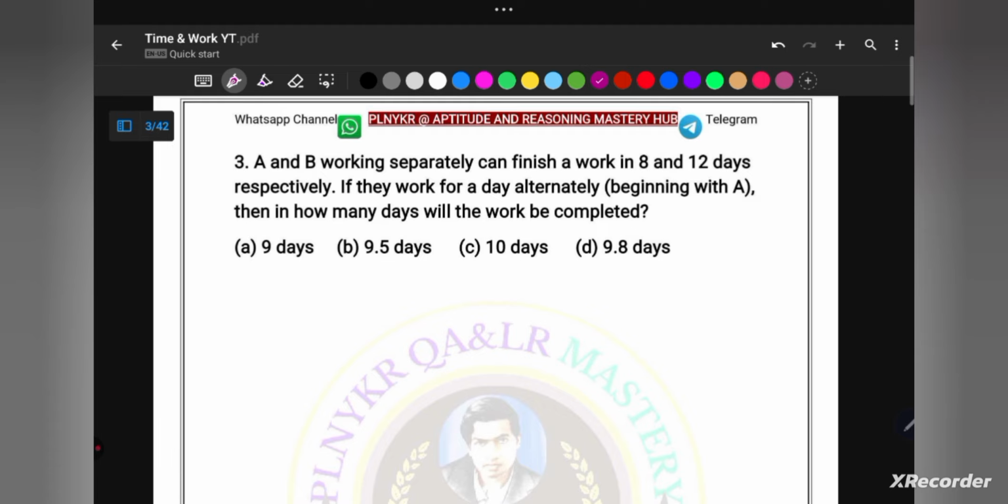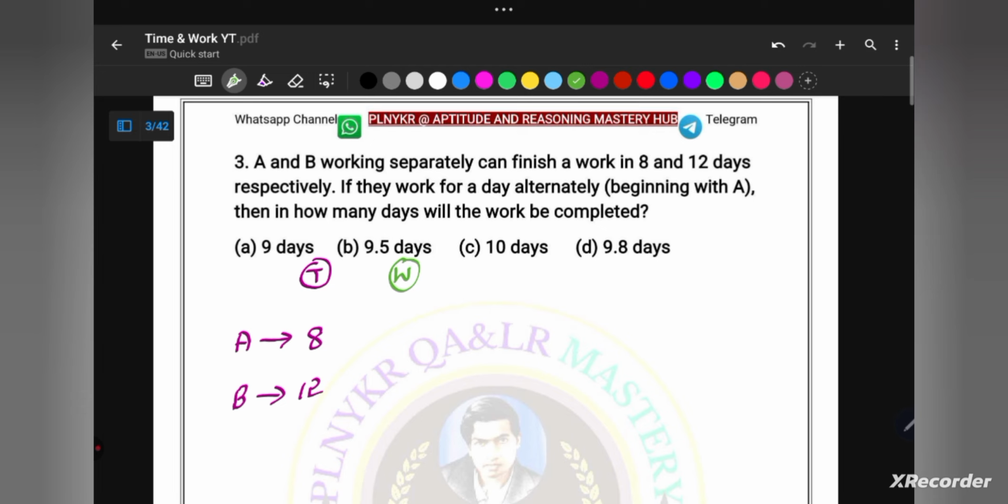The first statement. The meaning of the first statement is A and B are working alone, right? How much time is taken by A here? 8 days. Whereas B, 12 days. So this is the time period given. What is the next step? We'll be finding the work.